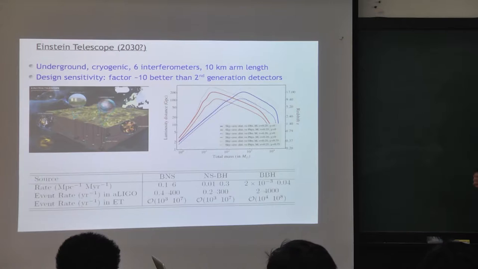Also, it's a pity you can't see this very well, it's a bit dark, but also we want very long mirror suspensions, again for added stability. We want high laser power. At the same time, we want cryogenic interferometers. In this particular idea called Einstein telescope, you would have a triangle configuration of interferometers. So one interferometer is like this, the second one like that, and the third one like that.